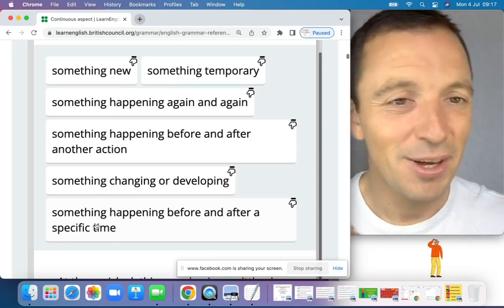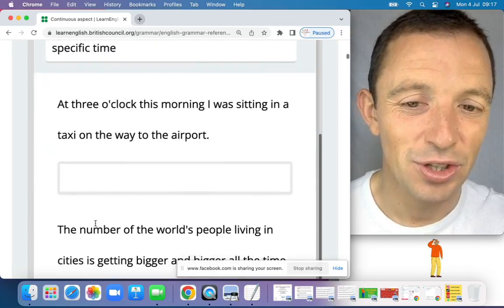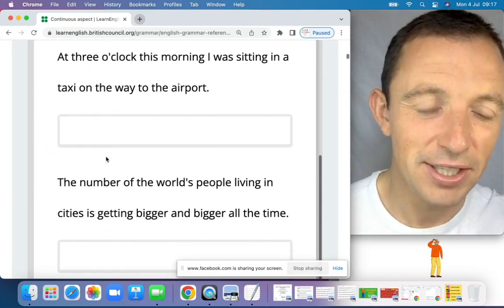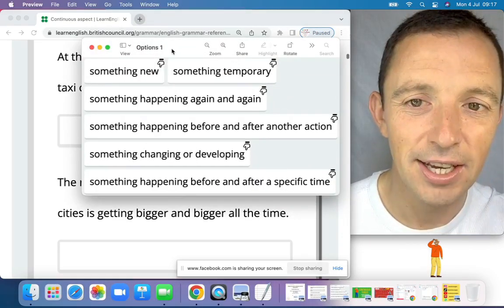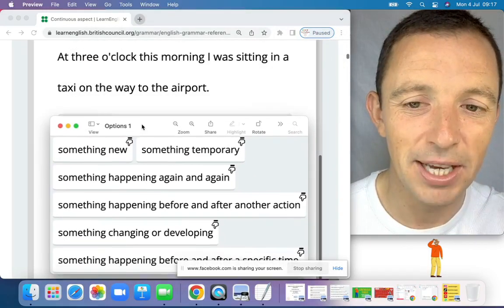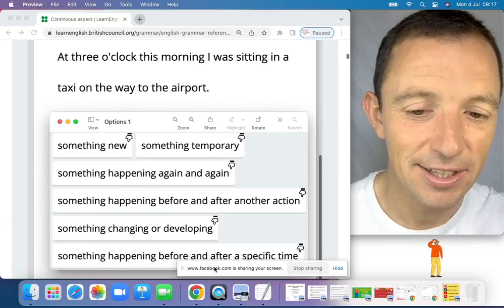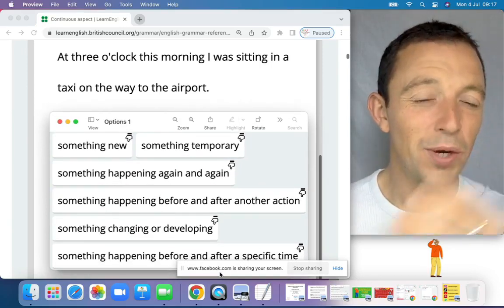I will have difficulty, I think, with this. So let me show you. Here is the first example, and I think options 1 are here. Yes, so I have the options here beside me, and we can select the correct option when we want.